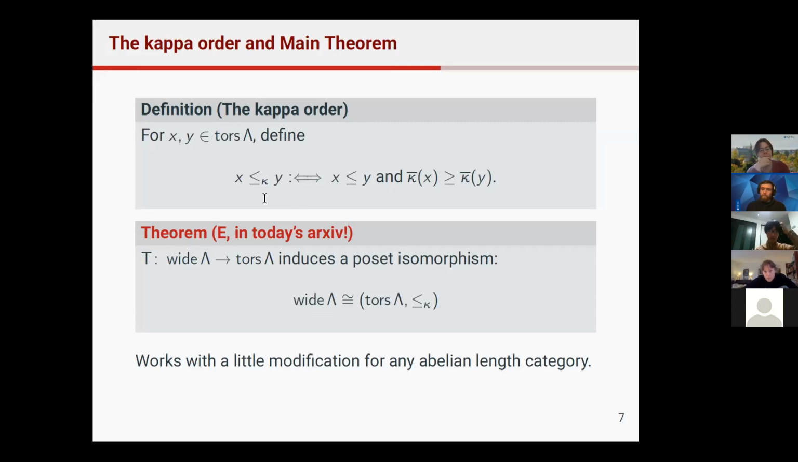The main theorem of today's talk is this, and actually this is in my paper on arXiv today. The main result is that wide lambda is isomorphic to tors lambda together with this kappa order. Actually, there is a natural map from wide lambda to tors lambda by taking the smallest torsion class containing each wide subcategory, and this map induces this poset isomorphism. The interesting thing is that this works, with a little modification, for any abelian length category. So we don't have to assume that tors lambda is finite, but we have to restrict some conditions.